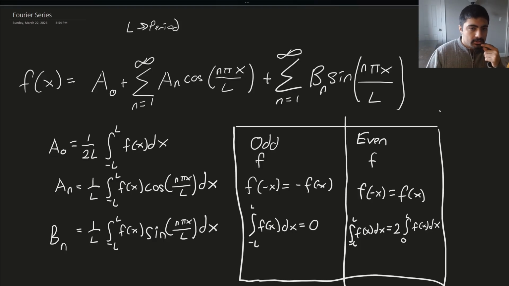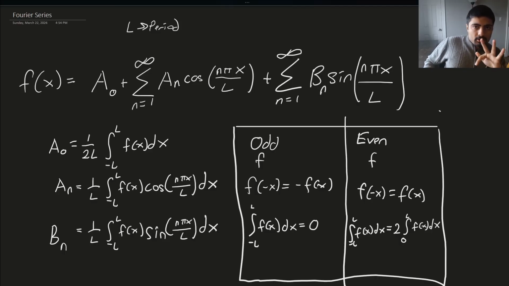So f of x, our Fourier series, is defined by f of x equals a sub 0 plus sigma n equals 1 to infinity a sub n cosine of n pi x over L plus sigma n equals 1 to infinity b sub n sine n pi x over L. This is the Fourier series. And L is expressed by the period. We mean the period when we say L.